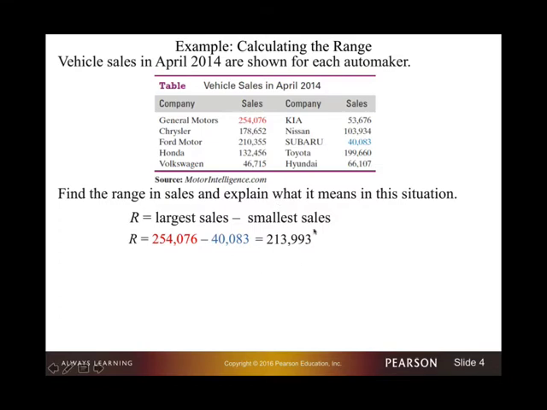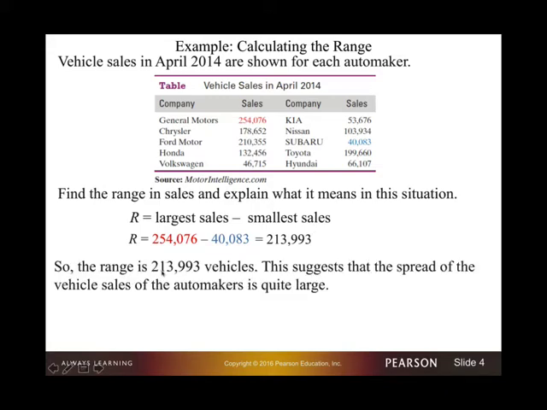Now we need to explain what it means in this situation. Since the range is 213,993 vehicles, that means the spread of the vehicle sales of the automakers is quite large. We have a really high range here.